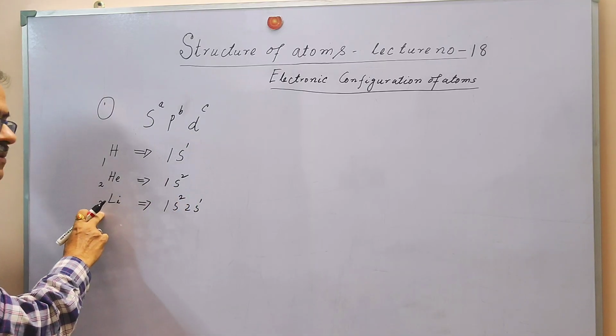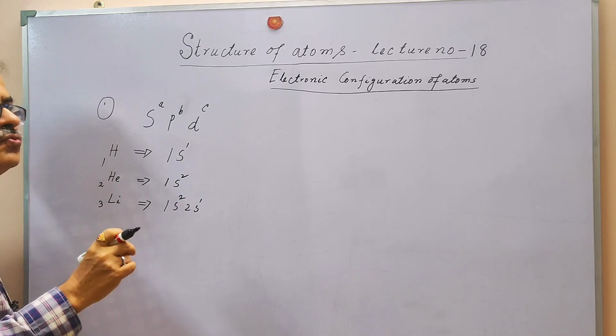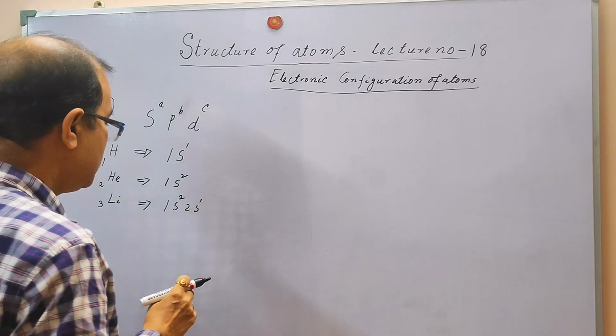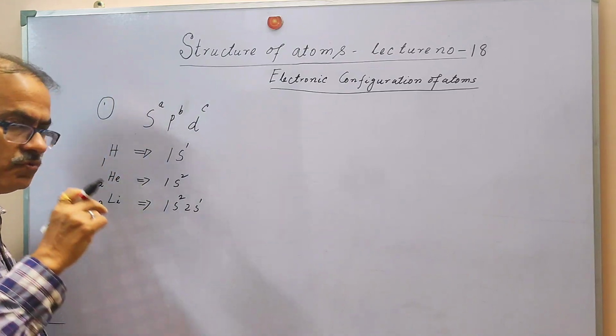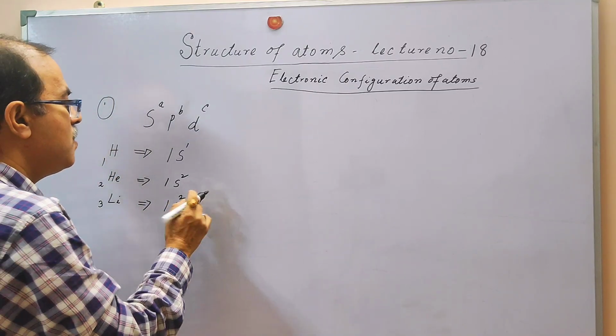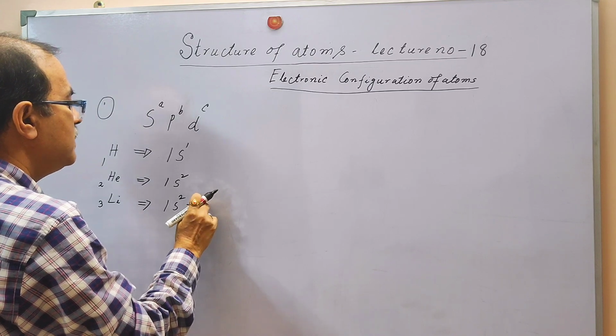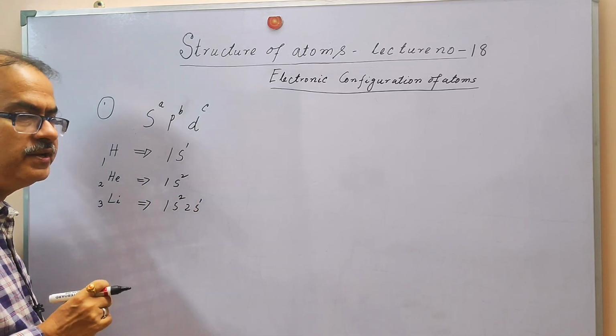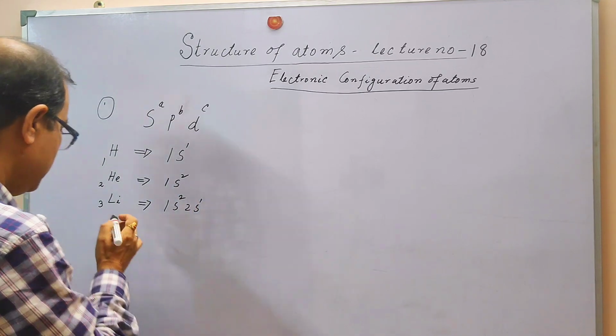That's 3 electrons arranged in this fashion. First 2 electrons will be in the 1s orbital, and then the last electron, that is the number 1 electron, that is this electron, will be put in the 2s orbital.